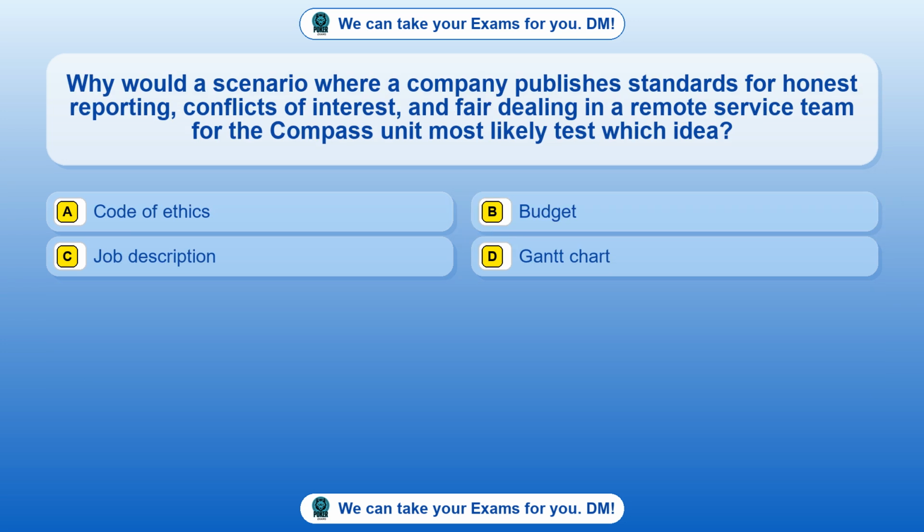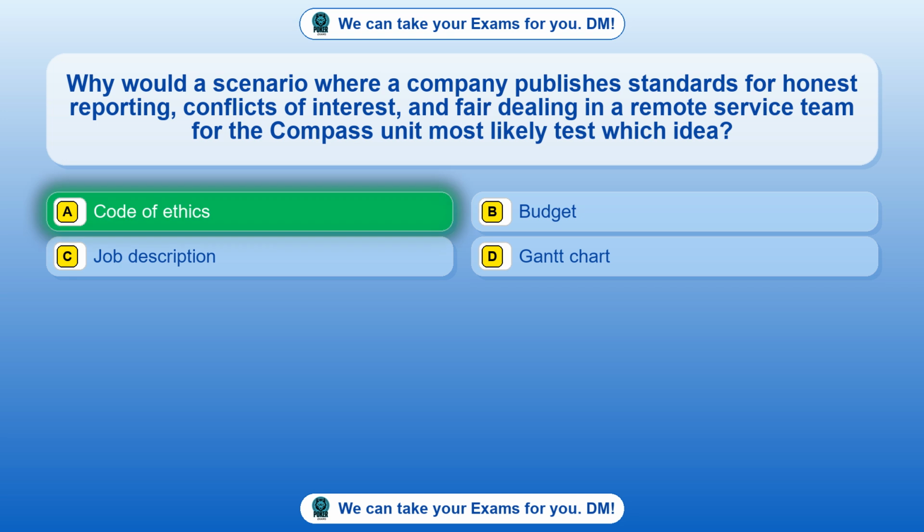Question 50. Why would a scenario where a company publishes standards for honest reporting, conflicts of interest, and fair dealing in a remote service team for the campus unit most likely test which idea? Option A, code of ethics. Option B, budget. Option C, job description. Option D, Gantt chart. The correct answer is option A, code of ethics.